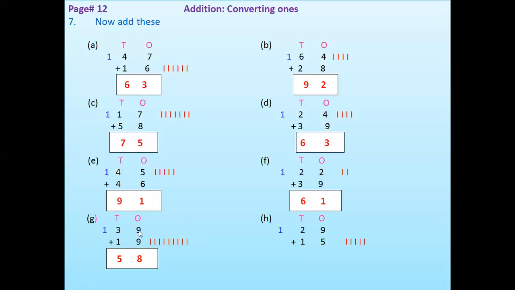So 9 plus 9. So both are equal. So we draw 9 lines. After 9 count 9, 10, 11, 12, 13, 14, 15, 16, 17, 18. Write 8 and then 1 goes to add into tens. So we write 1 here. This 3 plus 1, 4. 4 plus 1, 5. So the answer is 58. So 39 plus 19 is equal to 58.